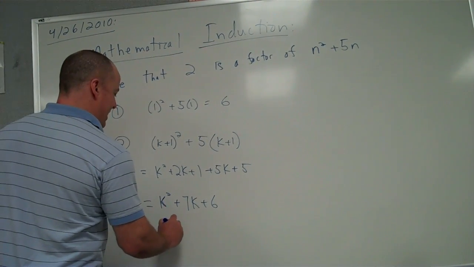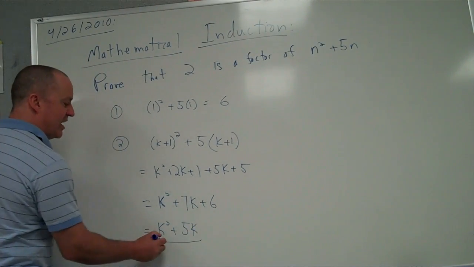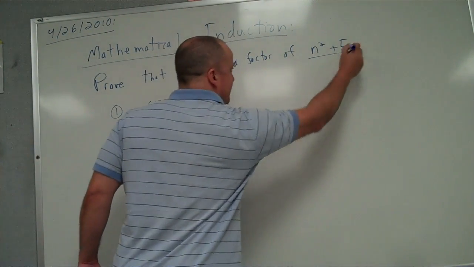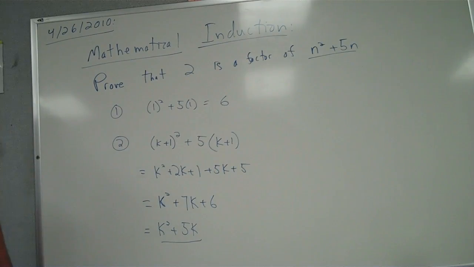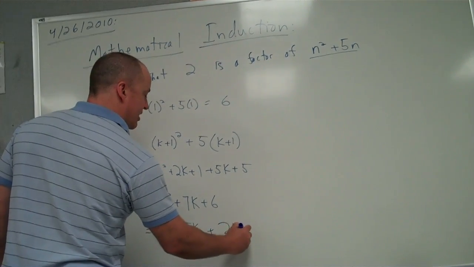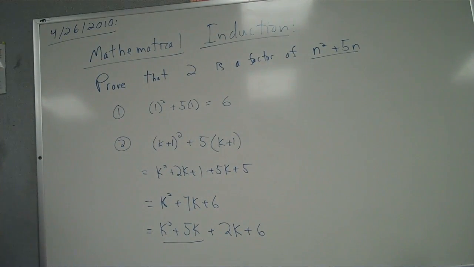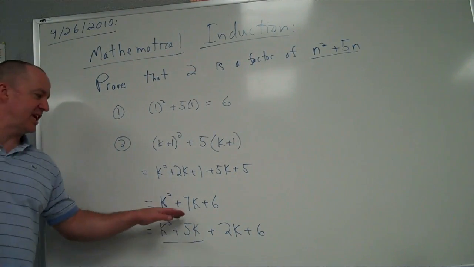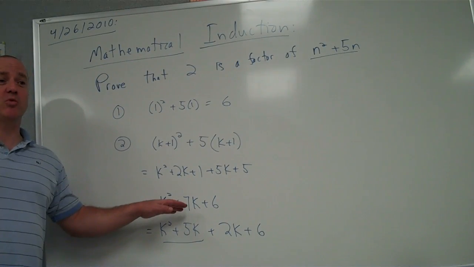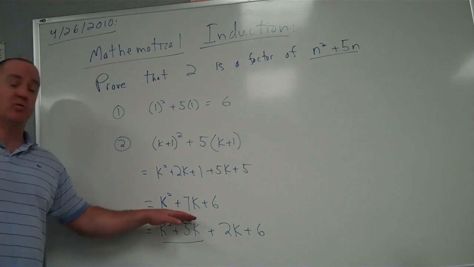I'm going to split this back up into k squared plus 5k, because that's my original statement, n squared plus 5n. And then what's left is 2k plus 6. Alright? Does this equal the statement before it? Yes. Remember the basic rule of math? The easy part of this is you're allowed to do anything you want to as long as it equals the statement before it.